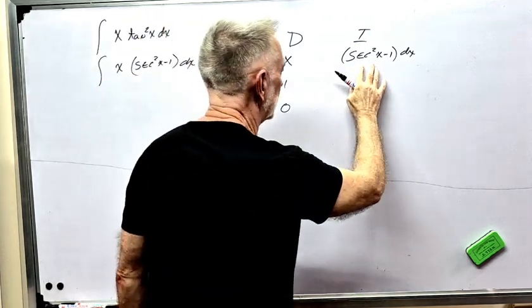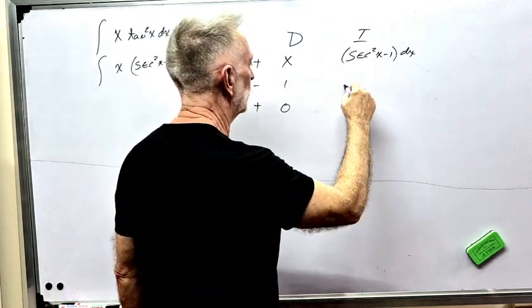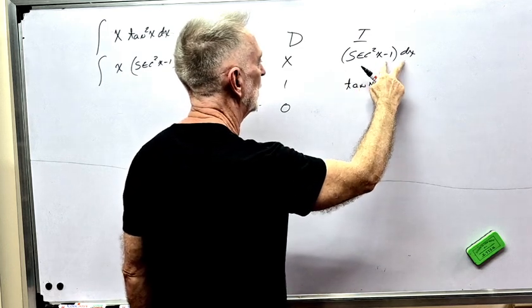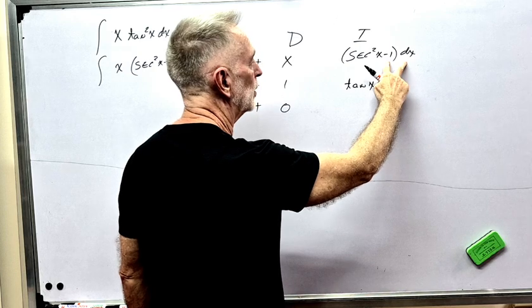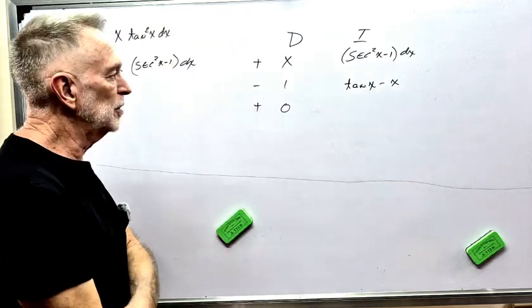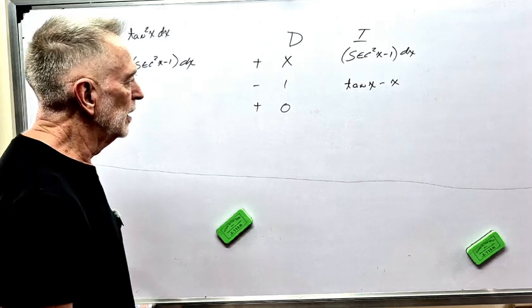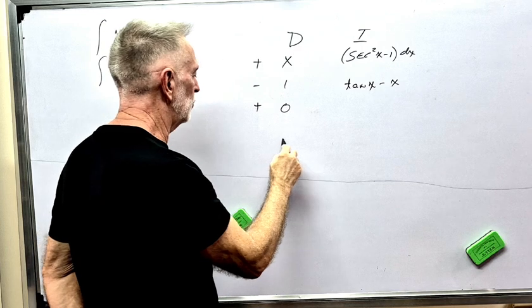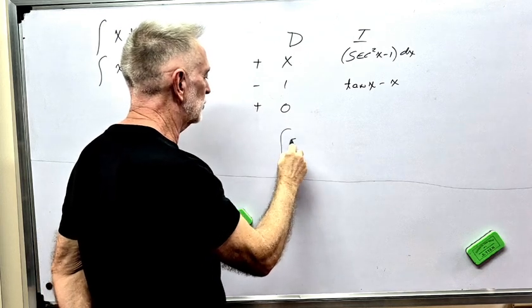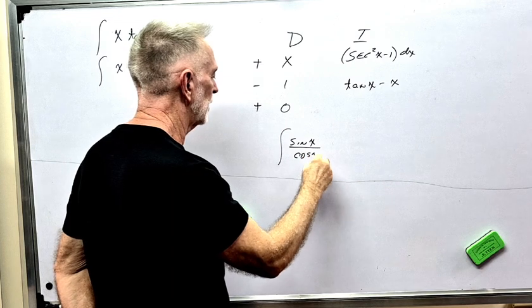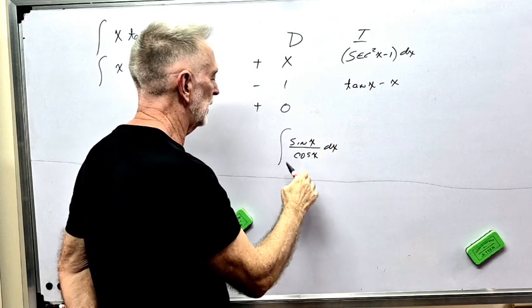Okay, let's integrate secant squared x. We know that to be tangent x, okay? And then the integral of minus 1 dx is minus x. So that became a simple integral there. Now let's integrate tangent x. Now we know tangent is sine x over cosine x dx, okay?